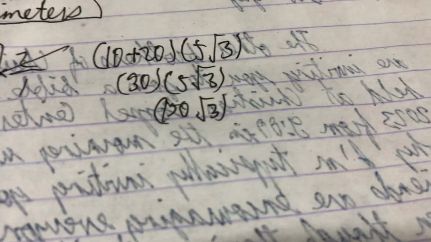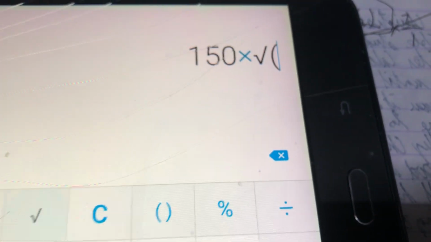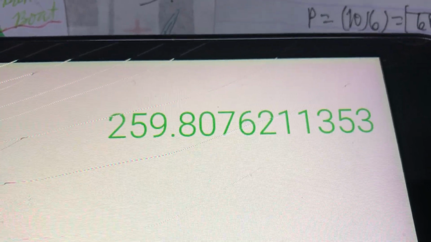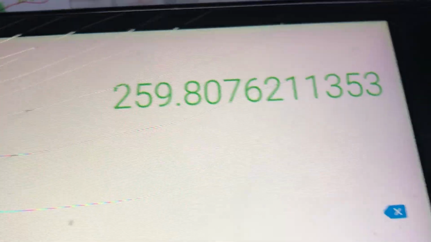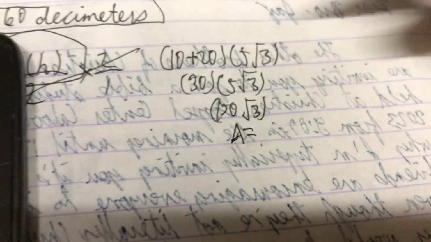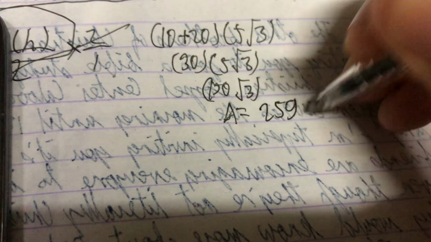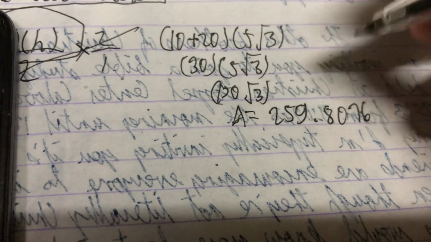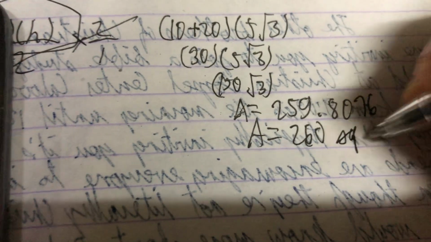So let's input it. What should be the answer? 150 times square root of 3. So you should come up with an answer that looks like this: 259.8076 and so on. So that's the area. The area of one trapezoid of the regular decagon is 259.8076. Or if you were to round this off, it can be 260 square decimeters. It depends on what your teacher wants.